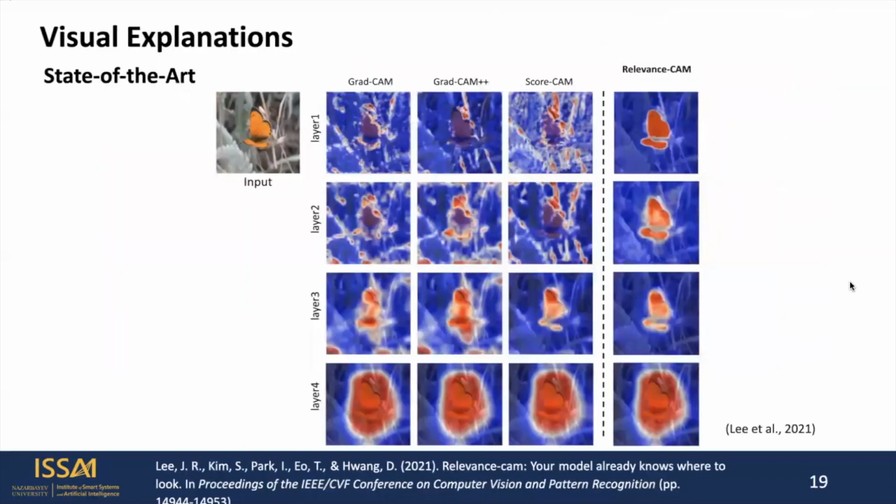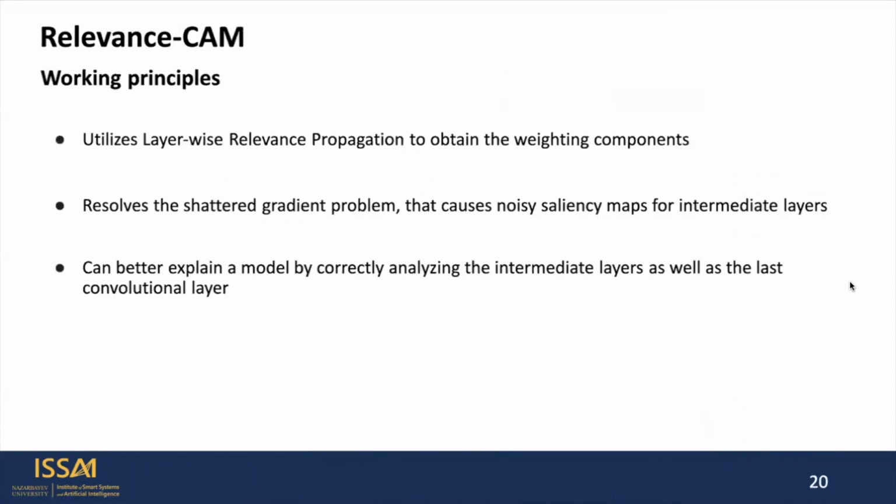At the moment, these interpretability methods continue to evolve, and we already introduced Grad-CAM and Grad-CAM++. Since then, Score-CAM has also been introduced, and one of the latest methods available, considered to be state-of-the-art, is called Relevance-CAM. So what are the working principles of Relevance-CAM and why is it better than its previous counterparts? It utilizes layer-wise relevance propagation to obtain the weighting components.